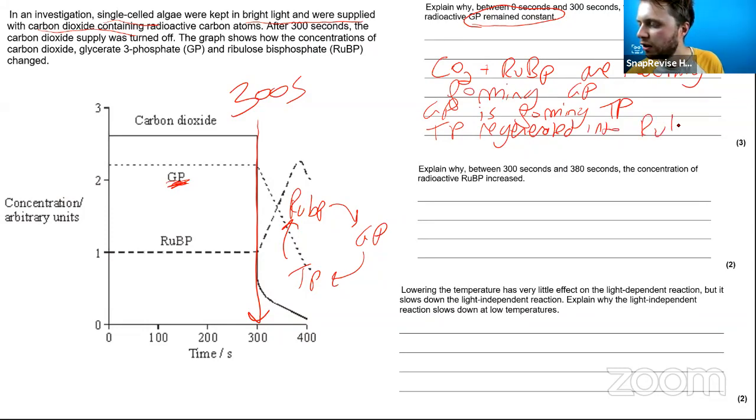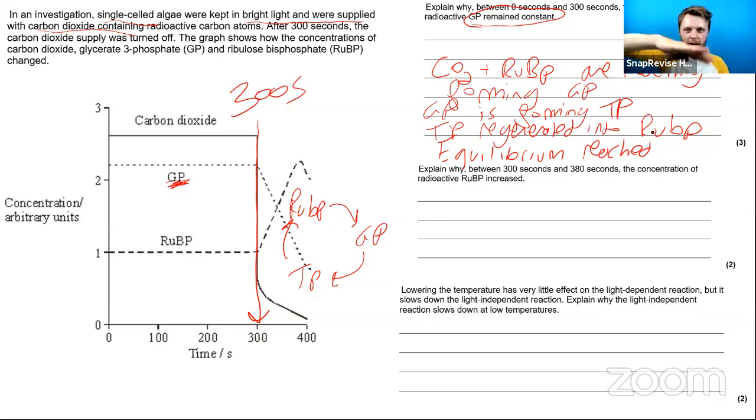into RuBP. And essentially what you need to say is that GP is being formed at the same rate that it is being destroyed. So it's kind of in an equilibrium. So you want to say something along the lines of equilibrium will be reached. Because everything is present, GP is turned into TP, it's turned into RuBP, and it's going to stay roughly the same. It might go a tiny bit up and down, but it's going to be mostly the same.